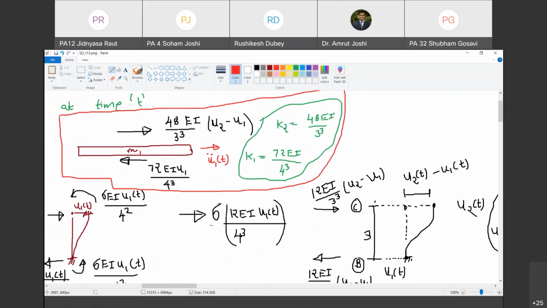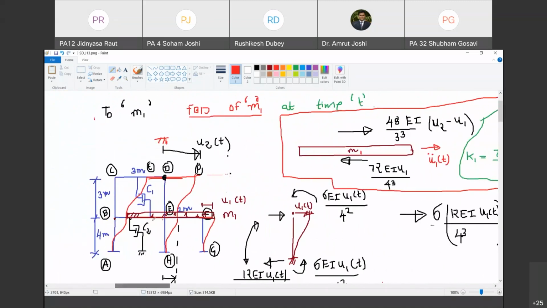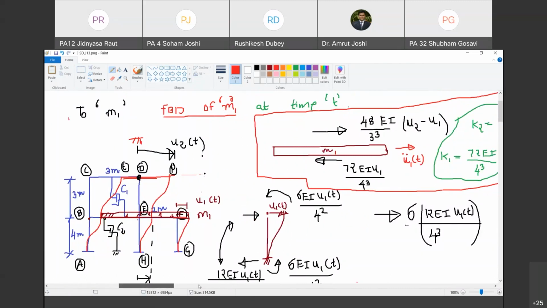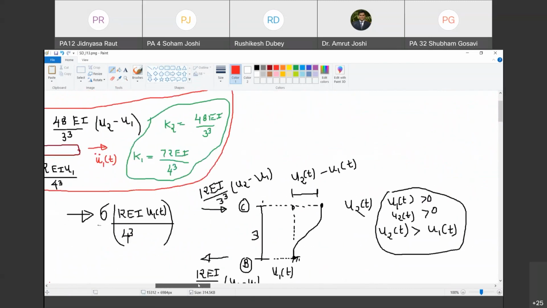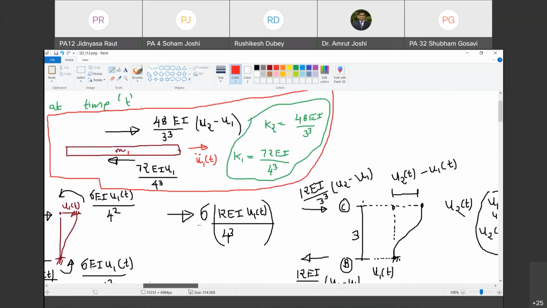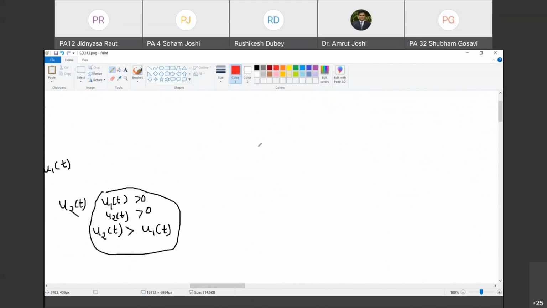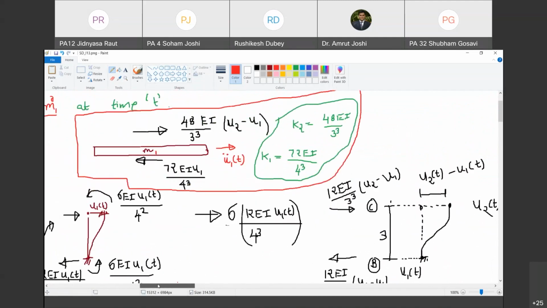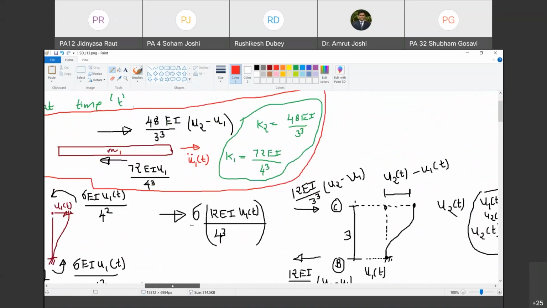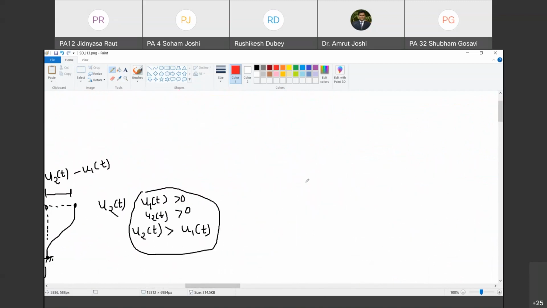Have we shown all the forces? No. We have still not talked about forces in C1 and C2. Do you agree with me? Yes, sir. हाँ तो C1 और C2 में भी forces आने वाले हैं. Pardon me for this clumsiness in writing. I hope what we are doing is clear to you. Now let's try to find out what are the forces in C1 and C2 at that instant of time. Are you with me? Yes, sir. So अब C1 और C2 के forces देखेंगे.